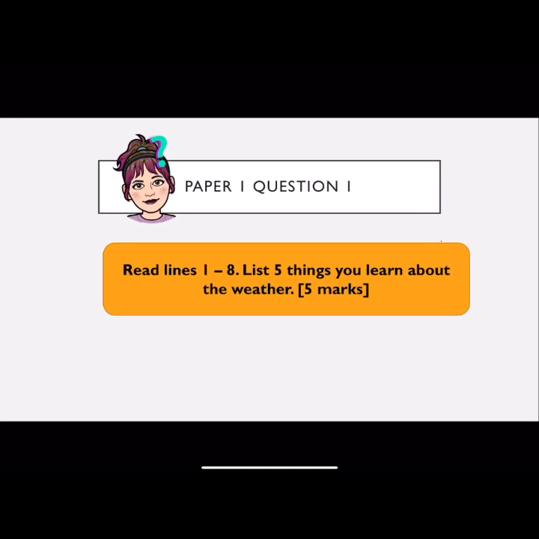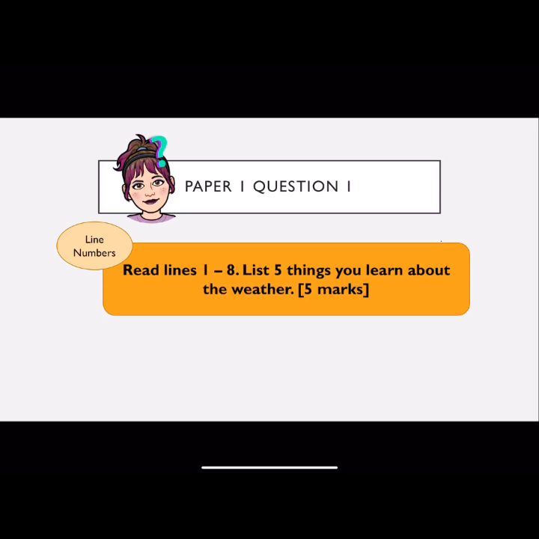So how does it look on the exam? Well, Paper 1, Question 1 will always look something like this. Read lines 1 to 8, list 5 things you learn about the weather, 5 marks. First, you will be given the line numbers and will only be awarded marks for information between these lines. Make sure you pay attention to this in the exam.